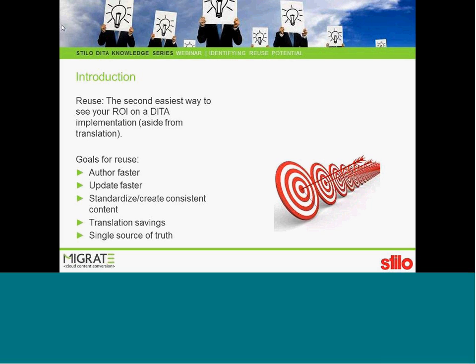You're going to update content faster. You're going to have consistent content across your documentation sets. You're going to have translation savings simply by reusing content that needs to be translated. You're translating it once, so you're going to have translation savings. And you've got this single source of truth, which is a quote from Bernard Ashwaubenon, where you've got this one spot where you know it's correct, and you just pull it in everywhere you need it. So you always have confidence in your content.